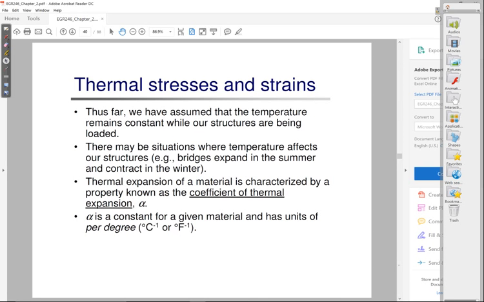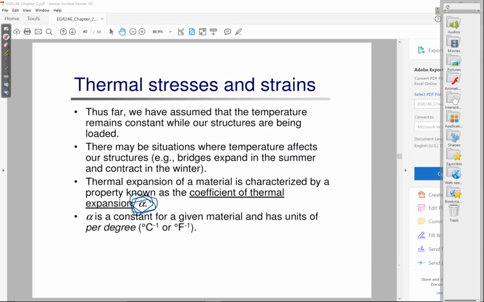And what people have found through experiments, just like with Young's modulus, just like with the ultimate stress, is that how much expansion or contraction you get with the temperature change is a material property. And the way we're going to express this material property is by something called the coefficient of thermal expansion. Here is your next Greek letter. Okay, Greek letter alpha is your coefficient of thermal expansion.